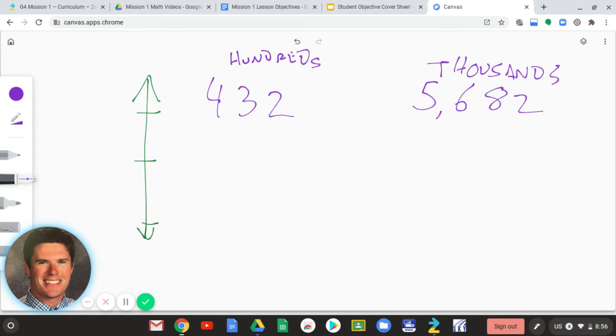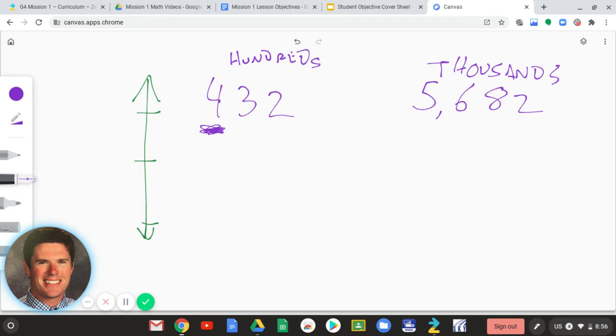And let's say I want to round it to the hundreds place. Now, the first thing I want to do is figure out, okay, well, which number is in the hundreds place? Well, the 2's in the 1's, the 3's in the 10's, the 4's in the hundreds. So that's the digit I am rounding to, okay, that 432. Now, we're either going to round up or we're going to round down.